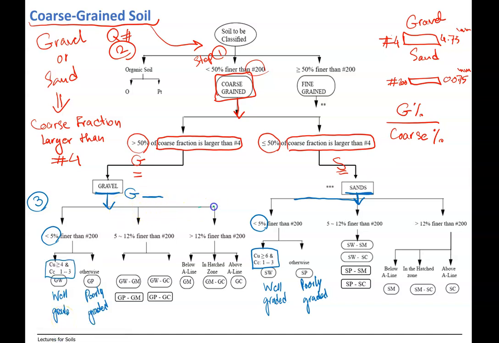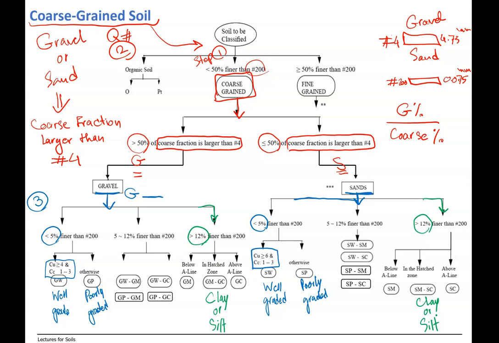What happens if the amount of fines is more than 12%? So we have a sample that is mainly gravel, but we have more than 12% fines. Then it's important for us to know if the fines that we have are clay or silt. Same thing here for sand. If the amount of fines is more than 12%, it's important that we know what type of fines we have.